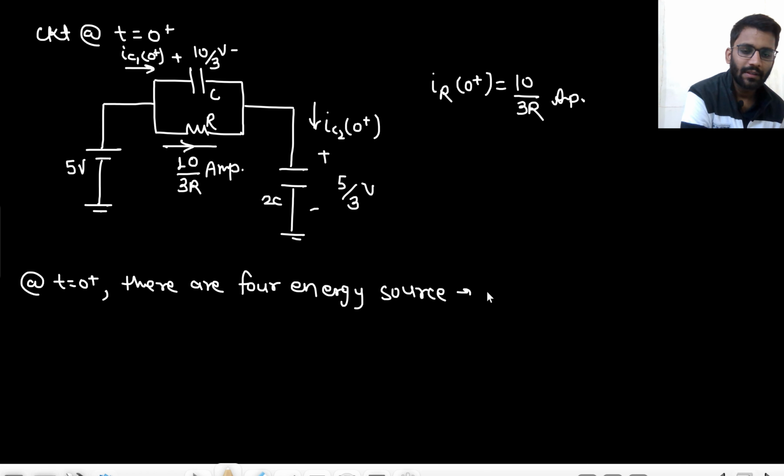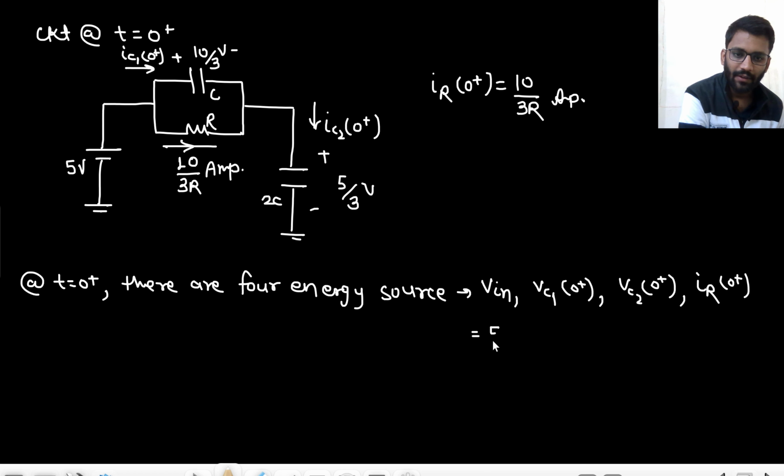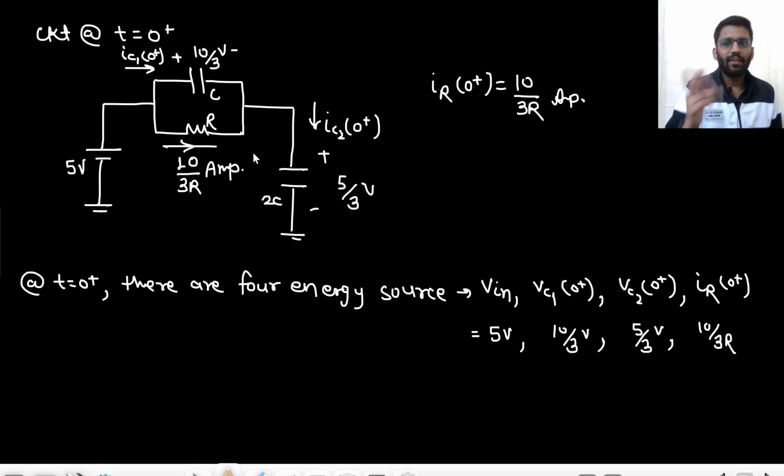What are those energy sources? Input voltage, VC1 0 plus, VC2 0 plus, and IR 0 plus, right? So basically 5 volt, 10 by 3 volt, 5 by 3 volt, and 10 by 3 R current. Now all of the 4 will contribute in IC1 and IC2, right? Let's just assume in any circuit there are 4 energy sources. So every energy source can contribute in current, right? So all these 4 energy sources will contribute in IC1 and IC2.